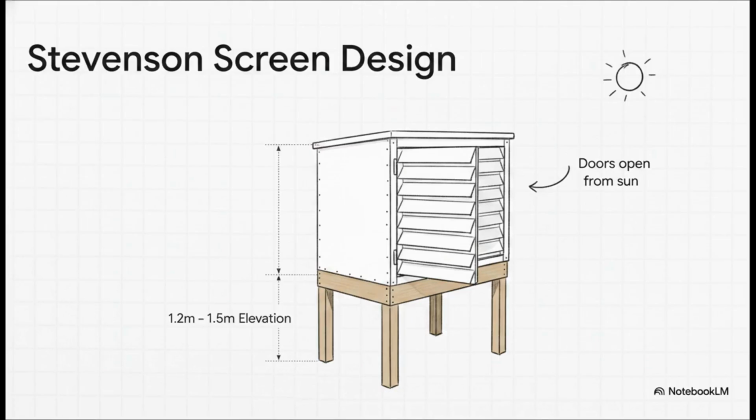Third, the sides are louvered. That means they have these angled wooden slats that allow natural wind to circulate through, but keep the rain and sun out. And finally, the doors are specifically hinged so they open away from the equator. This is super important because it guarantees that when a farmer opens the box to check the readings, direct sunlight never actually strikes the sensitive instruments inside.